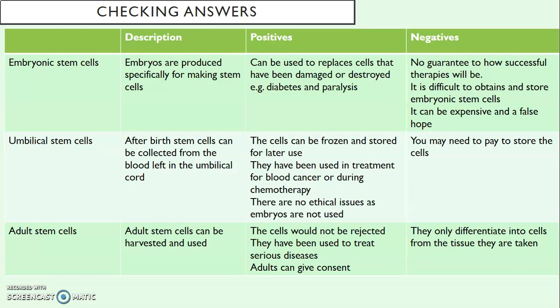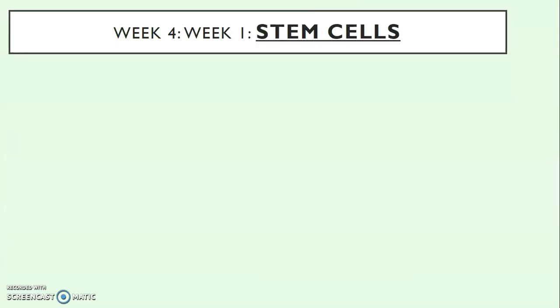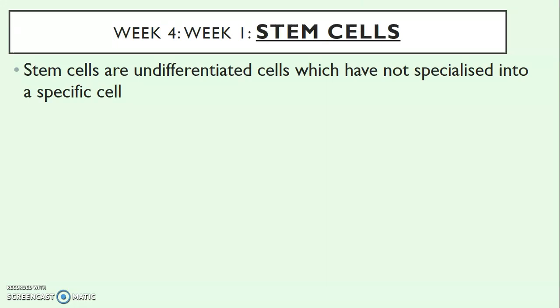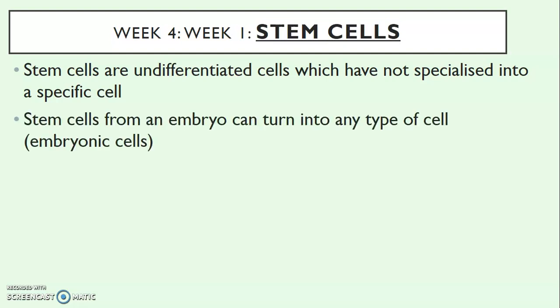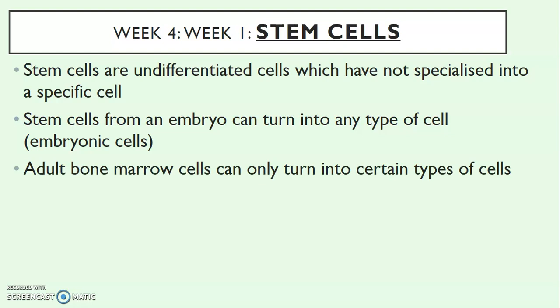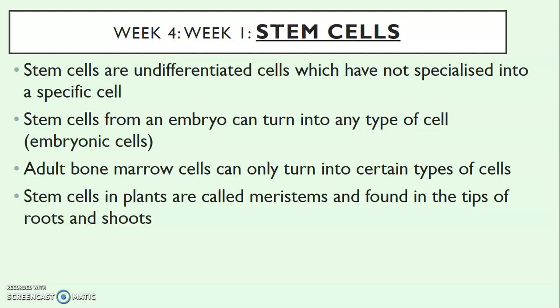So that is the key bits of stem cells. What you need to learn, again in your fact books, is that stem cells are undifferentiated cells which have not specialised into a specific cell. The stem cells from an embryo can turn into any type of cell, and we call these embryonic cells. Adult bone marrow cells can only turn into certain types of cells. And then stem cells in plants are called meristems, and they are found in the tips of the roots and shoots. So that is it on stem cells.